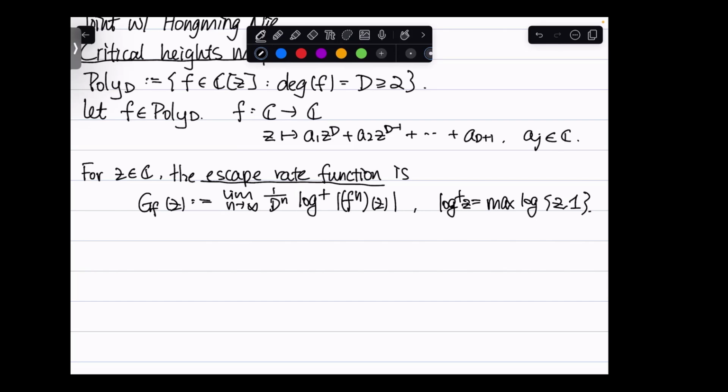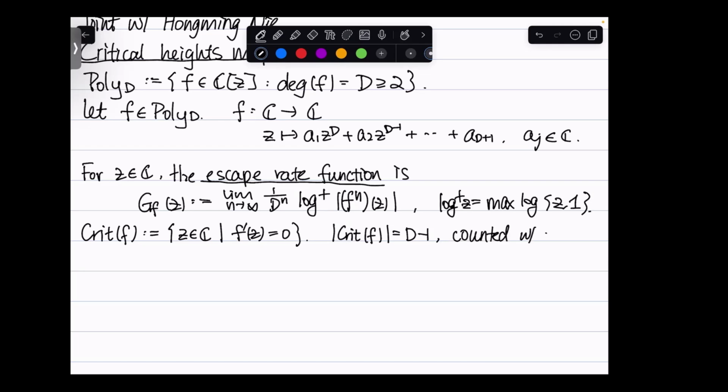So the next player of the game is the critical set of the polynomial. By definition, this is the collection of points in the complex plane such that the derivative of the polynomial equals 0 at those points. Basically, those are the roots of the derivative of the polynomial. The cardinality of this set is equal to d minus 1, which means those critical points are counted with multiplicity.